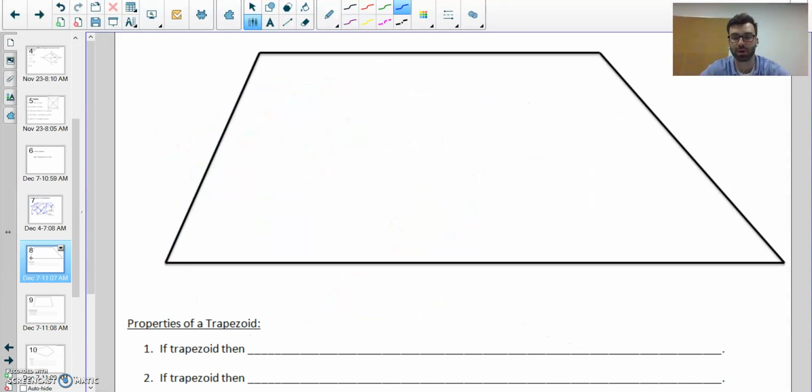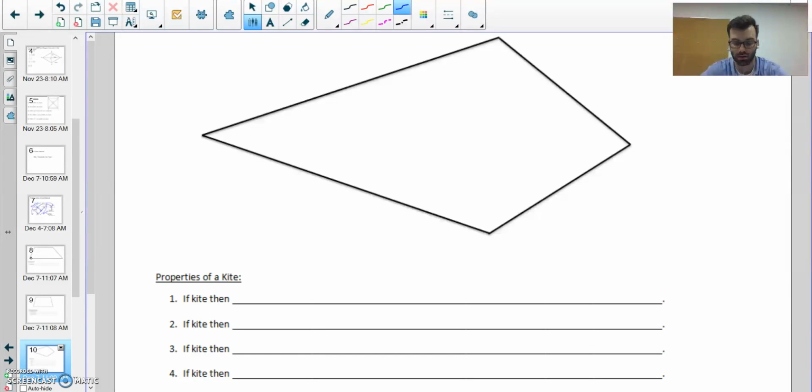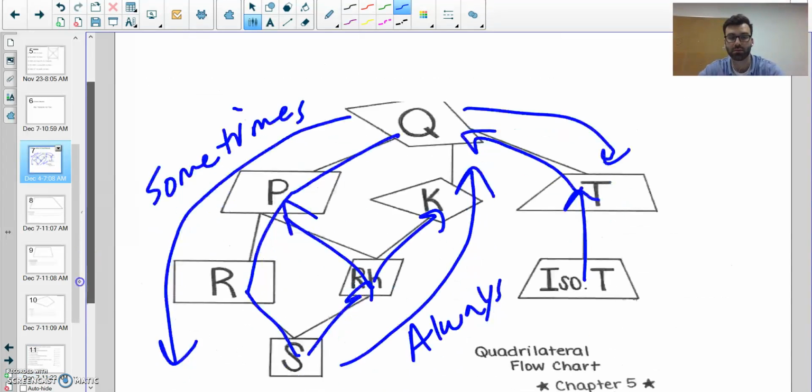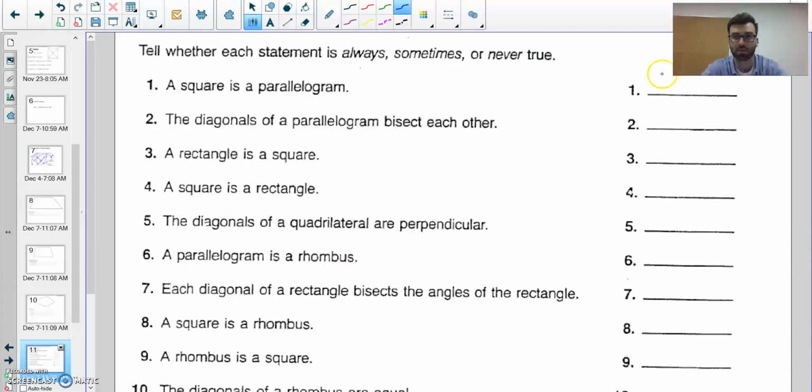So look at these properties for trapezoid and isosceles trapezoid and a kite. After that, let's look at these. A square is a parallelogram. Well, we just looked at this flow chart here. A square's at the bottom, parallelogram's up here. So as I'm moving up, a square is always a parallelogram.